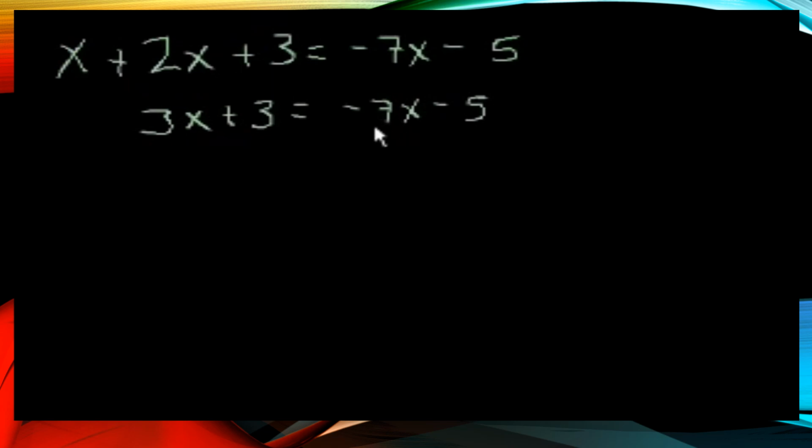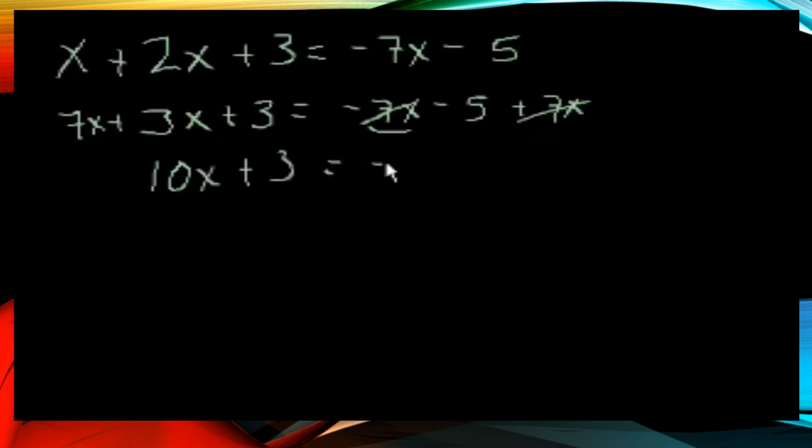Now let's bring the 7x over onto the left hand side, and we can do that by adding 7x to both sides. Just as a review, we're adding the opposite, so it's negative 7x, so we add 7x, so that's why. And we do that because on the right side, these two will cancel. And the left side, we get 10x plus 3 equals, and on the right side, all we have left is the negative 5. We're almost there. Now we're at a level, what is this, a level 2 problem.